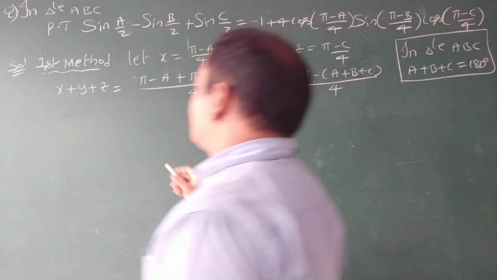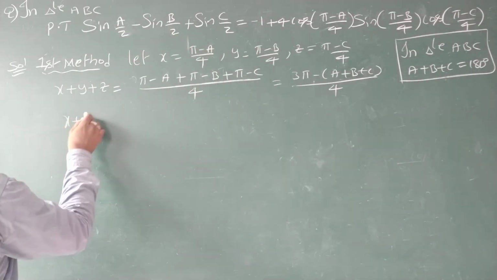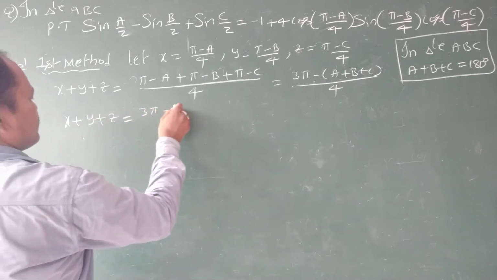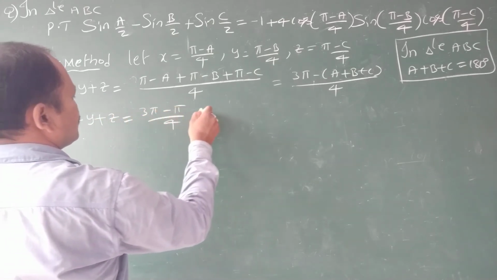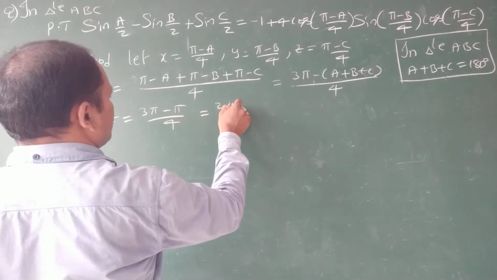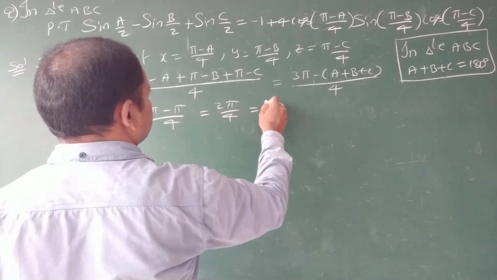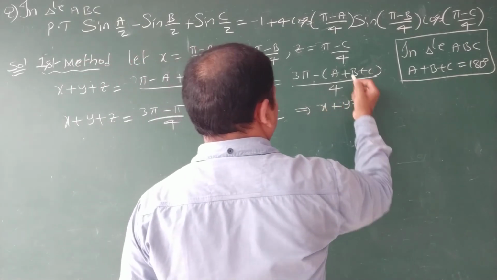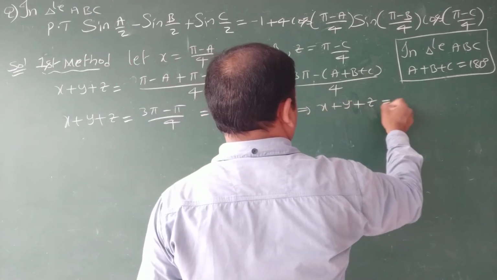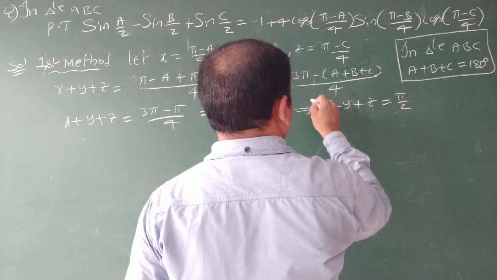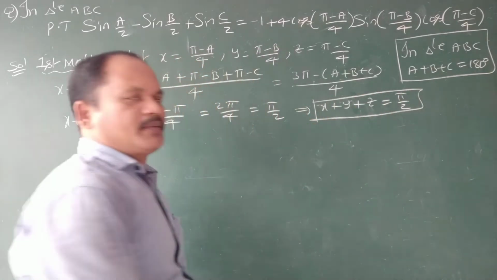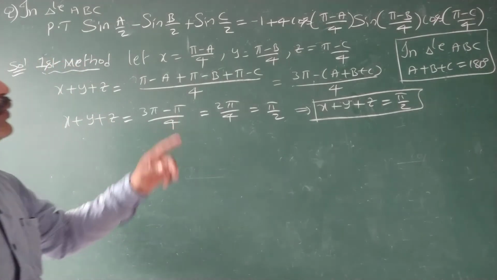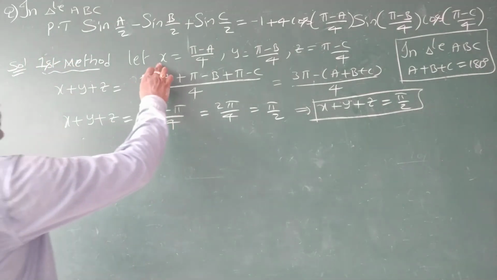Substitute here. Then x plus y plus z is equal to 3 pi minus pi by 4, that is 2 pi by 4, that is pi by 2. That's why x plus y plus z is equal to pi by 2. That's all.